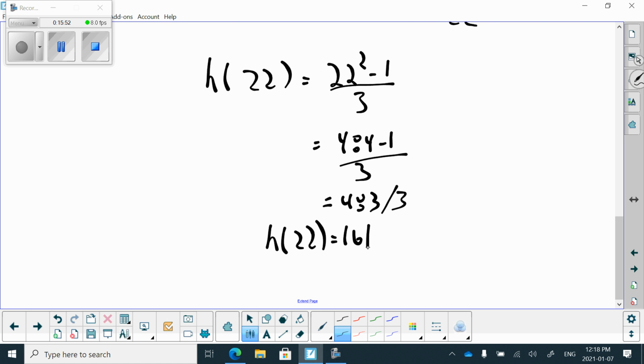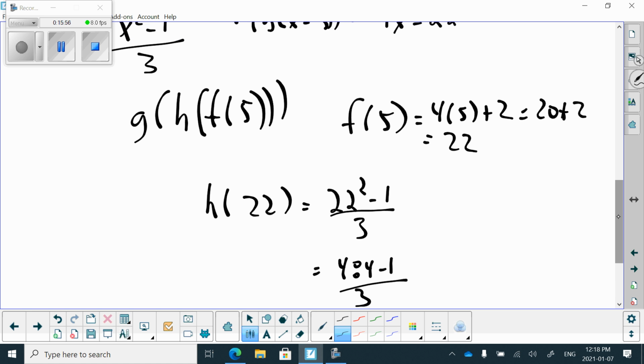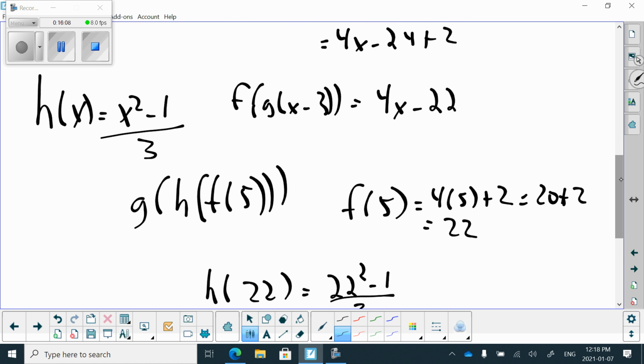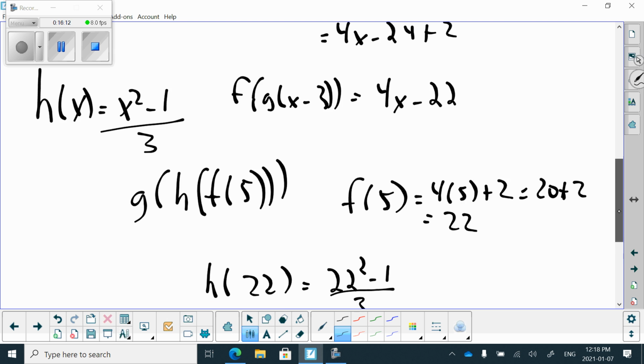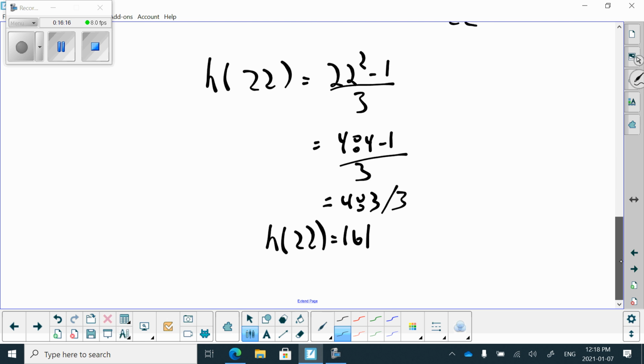Uh-oh. Why'd you put the 22 with the h there? Because that's what f of 5 is equal to. So when we start at f, then we go to the next one. Work on it from the inside and work our way up. So we just go to f, then we go to h. And the h was this new one that I added. So we put that in. And then after you did the work there, 44 minus 1 is 43 minus 3. We got 161.